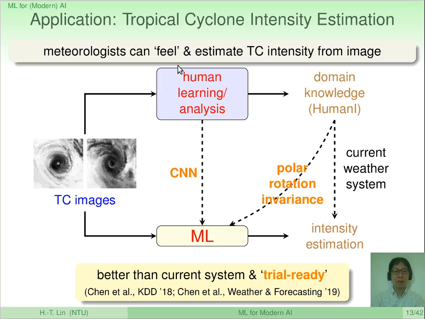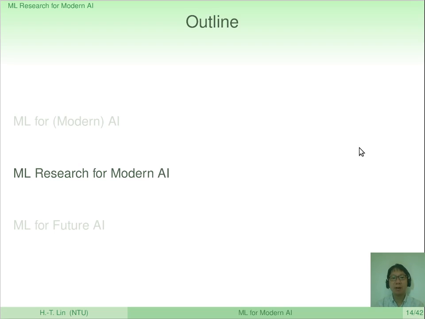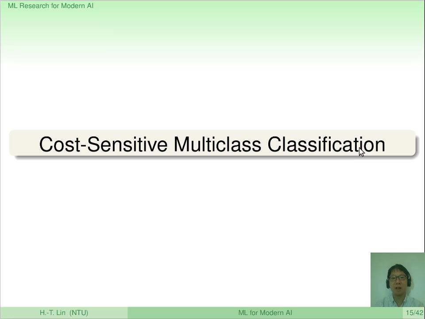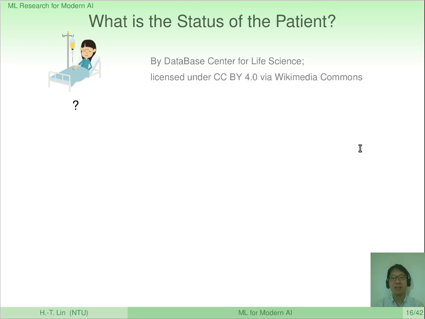meteorology journal. Now, for this second part of the talk, I want to tell you a little bit more about how my group drives machine learning research towards modern artificial intelligence, or application intelligence here. I will tell you three stories. The first story is about cost-sensitive multi-class classification, and the story is best illustrated by this hypothetical problem of trying to predict the status of patients.